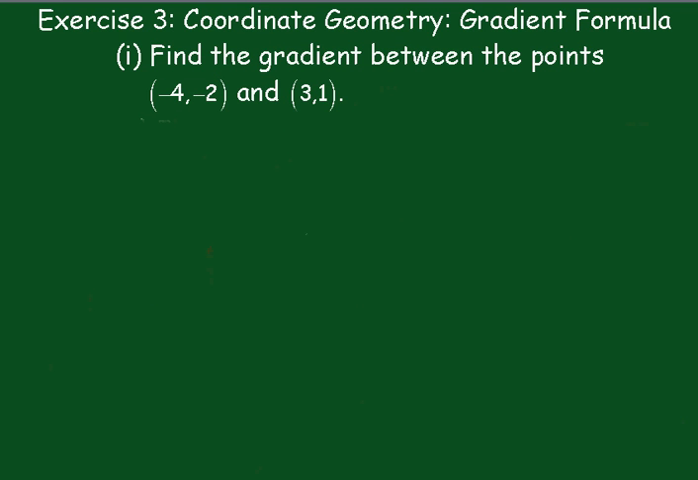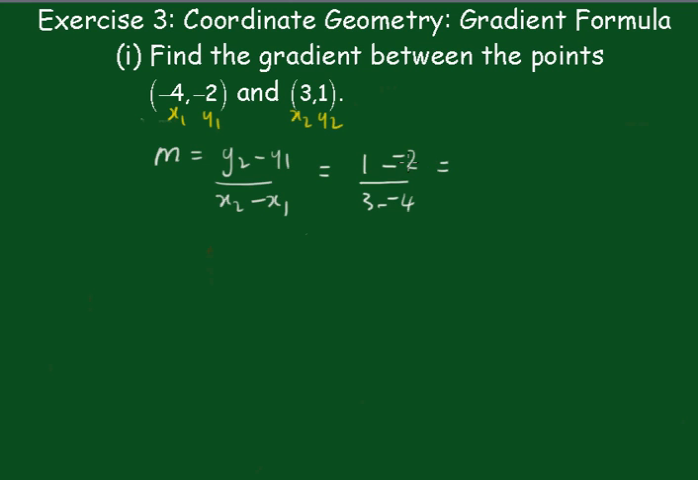Right, here are the solutions to the exercises. So write down the formula. M equals y2 minus y1 over x2 minus x1. Alright, there's my x1, y1, x2, y2. So that will be 1 take away -2 over 3 take away -4. And that's going to give me 3 over 7.